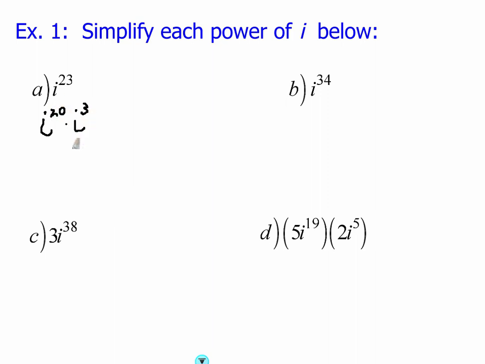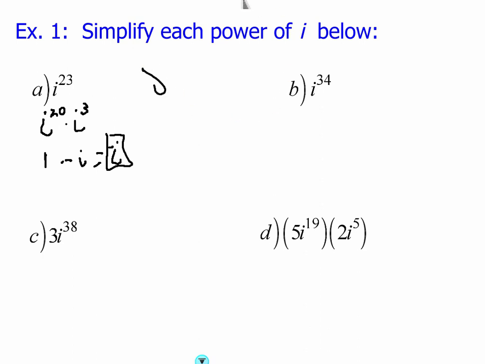And so when I think about this, i to the 20th, because it's a multiple of 4, is just equal to 1. And i cubed, we know from our powers of i, is equal to -i. So this is just 1 times -i, which is -i. And that is the simplified version of this. So all we do is we split it up into the closest power of 4 and whatever's left, and then we just simplify whatever's left.